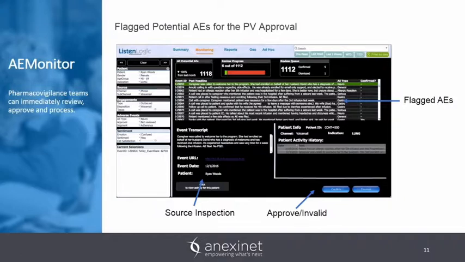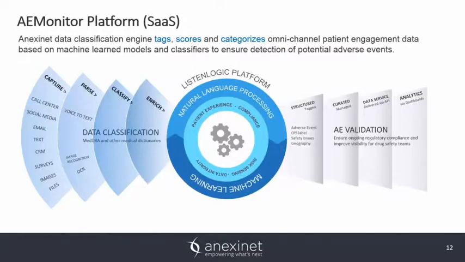Pharmacovigilance experts are presented with a queue of flagged potential AEs. With this workflow screen, they can inspect the source document, which can come in the form of a voice call, email, social media post, or file document, and then validate or invalidate the case.